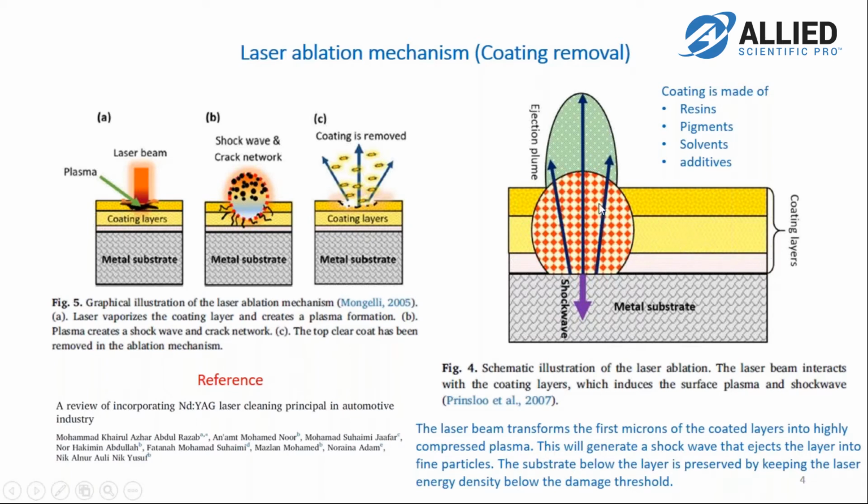Here is another depiction of the generation of this plasma, which is basically due to absorption of the laser energy by the coated layer, and then the follow-up explosion that removes the coating. Now, this is only one mechanism. At lower powers, you can also get photothermal ablation, so just evaporation of the coating.